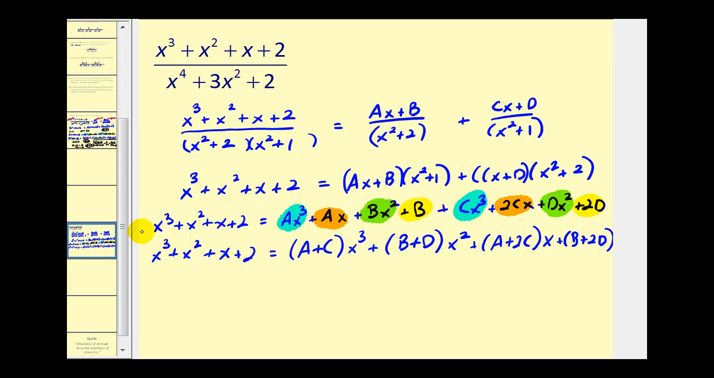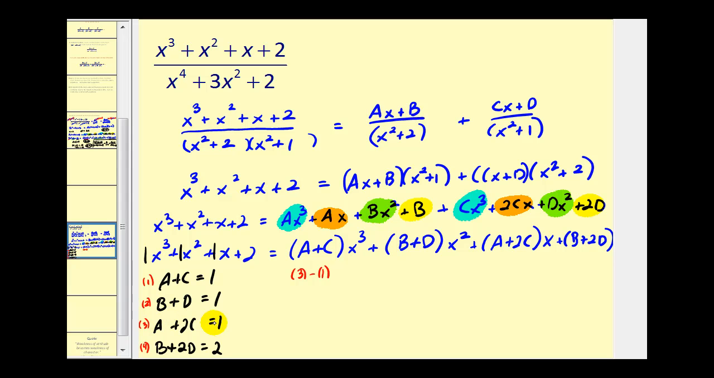Let's go ahead and include the coefficients here. We have 1, 1, 1, and then 2. So we have a plus c equals 1, b plus d equals 1, a plus 2c equals 1, and b plus 2d equals 2. Let's go ahead and call this equation 1, equation 2, equation 3, and equation 4.